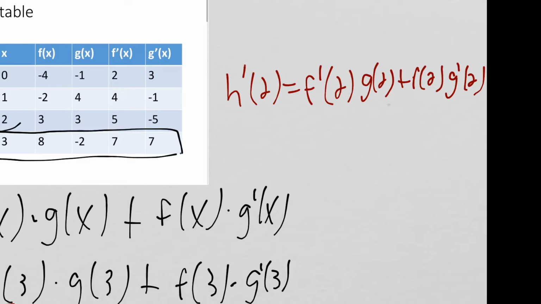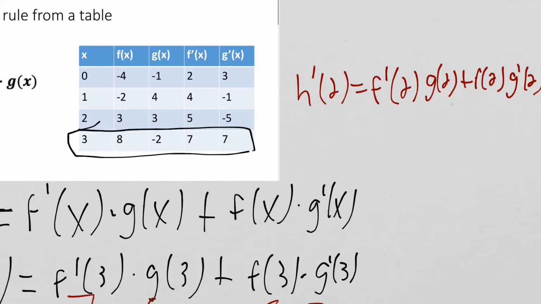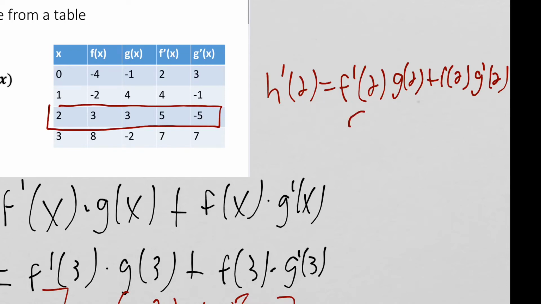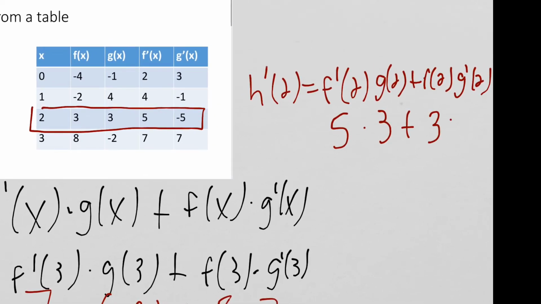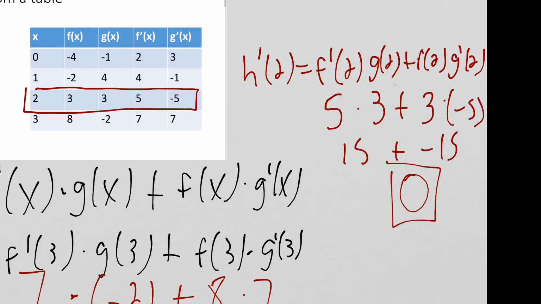Okay, f prime 2, g of 2, f of 2, g prime 2. So we'll find f prime 2 first. So let's erase here and then go to the row that we're working with. That's the row at x equals 2. Okay, so what is f prime 2? That's equal to 5. What is g of 2? That's equal to 3. What is f of 2? That's also equal to 3. And then what is g prime 2? That's equal to negative 5. So then we get 15 plus negative 15, which is just going to be 0. Cool. All right, moving on.